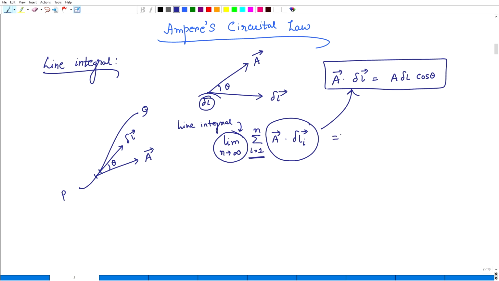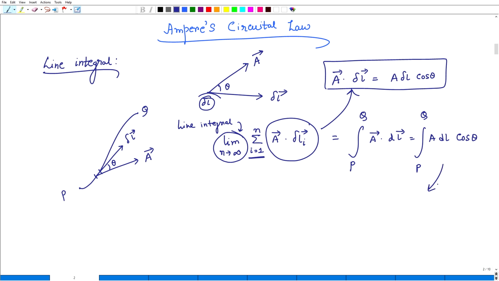So what can we write? As n tends to infinity, we can replace our summation by integration, we know that very well. So integration from P to Q, it will be A, and the delta will be replaced by d, dl. So it will be integral from P to Q of A dl cos theta. So this is our line integral or the path integral.